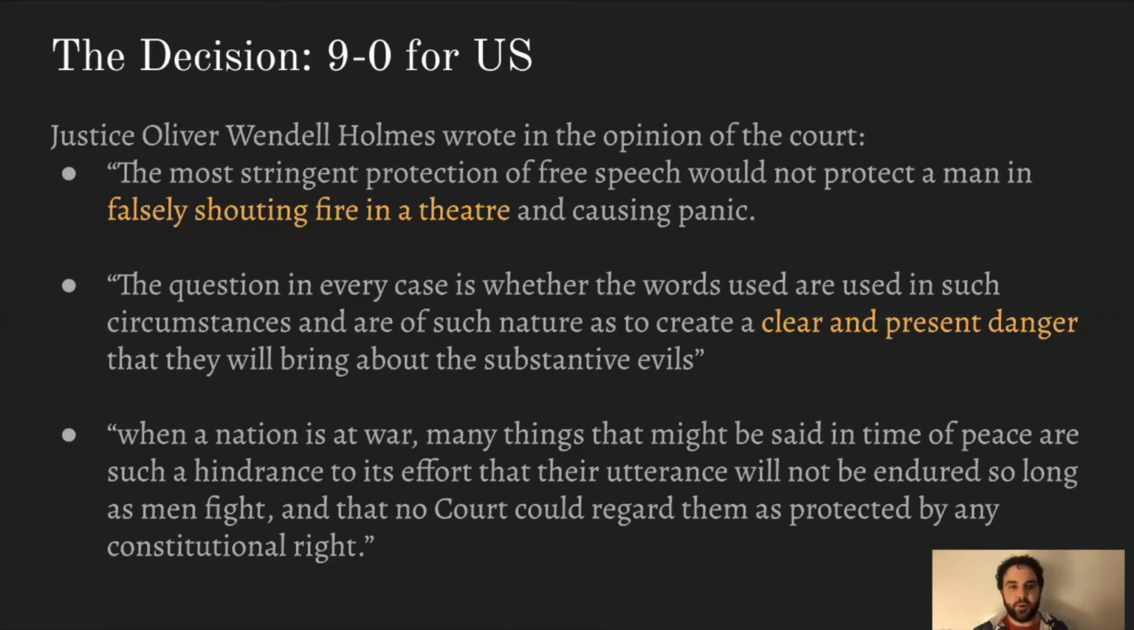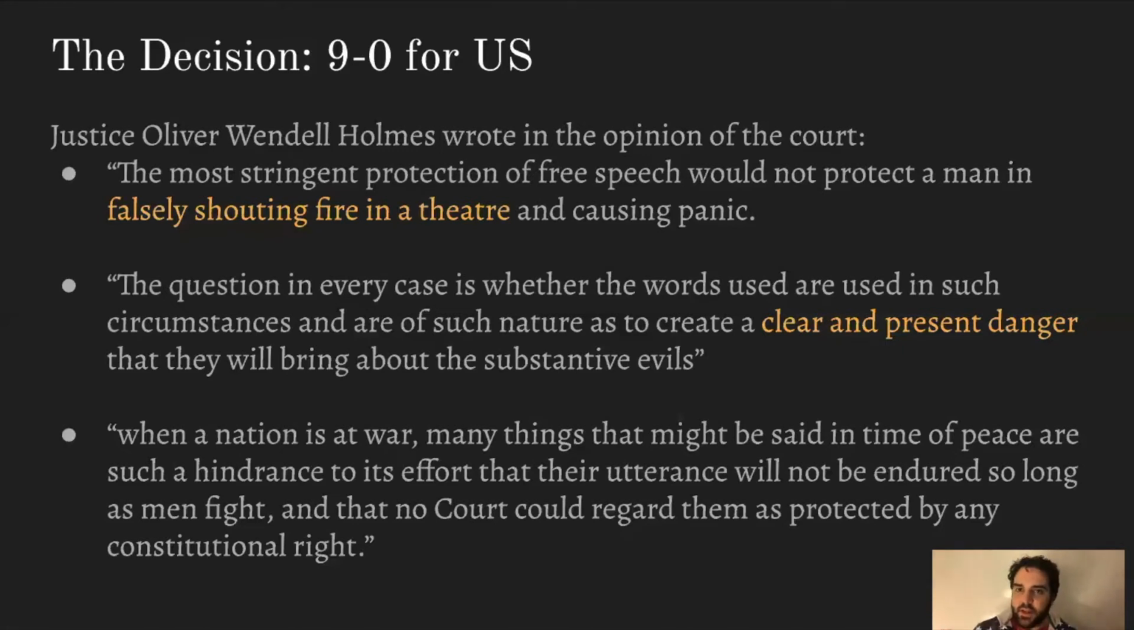Justice Oliver Wendell Holmes wrote the opinion of the court and has a number of statements that continue to echo through jurisprudence, through the precedents they set, and then how this case has been responded to since. He wrote, "The most stringent protection of free speech would not protect a man in falsely shouting fire in a theater and causing panic." Goes on, "The question in every case is whether the words used are used in such a circumstance and are of such a nature as to create a clear and present danger that they will bring about the substantive evils."